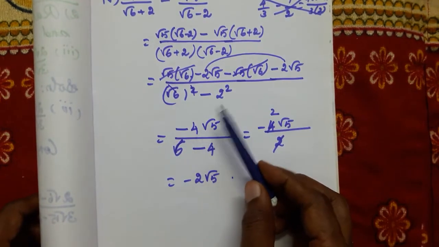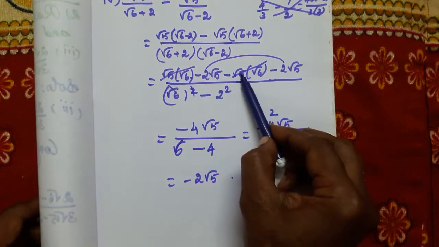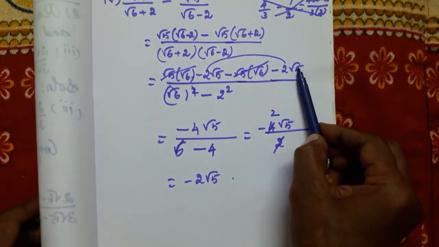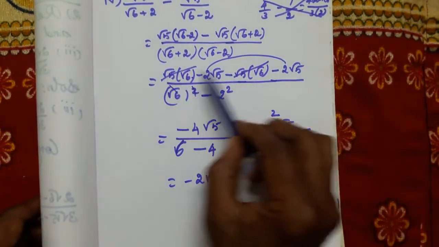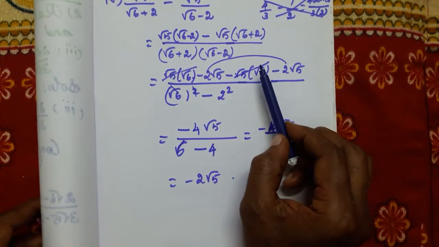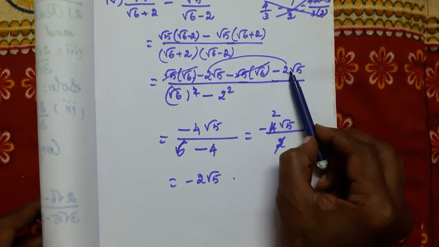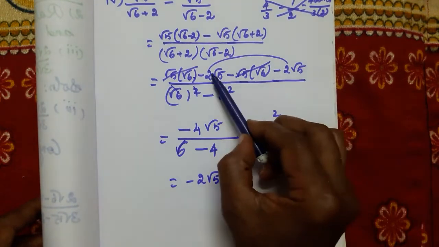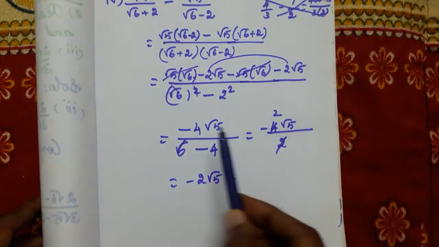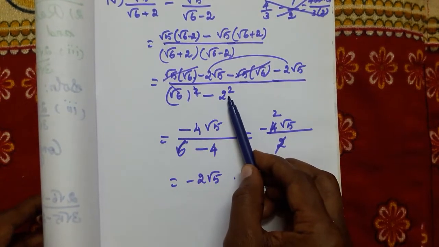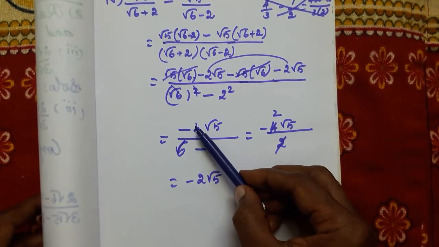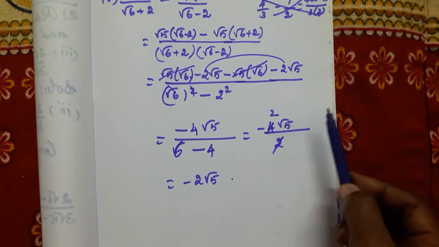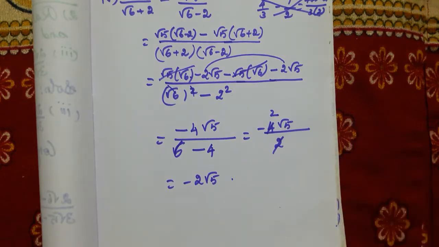Here these 2 terms we can cancel, plus and minus. This we cannot cancel. Why? Both are minus. Only when they have different signs can we cancel. So here minus 2 root 5 minus 2 root 5, minus 2 plus minus 2 is equal to minus 4 root 5 divided by 6 minus 2 square, which is 4. So it is minus 4 root 5 by 2. We can cancel this. So minus 2 root 5 is the answer.